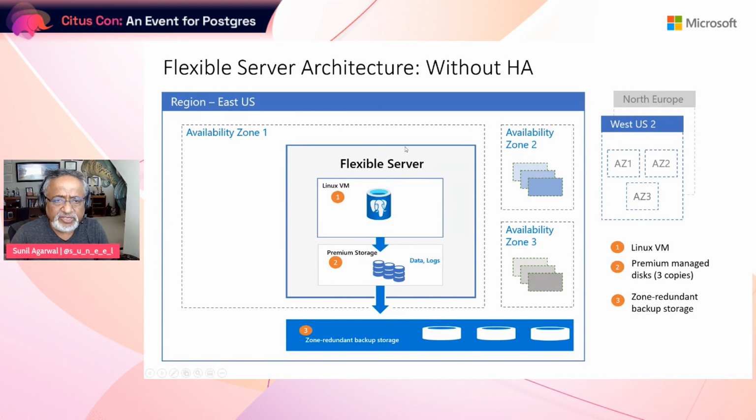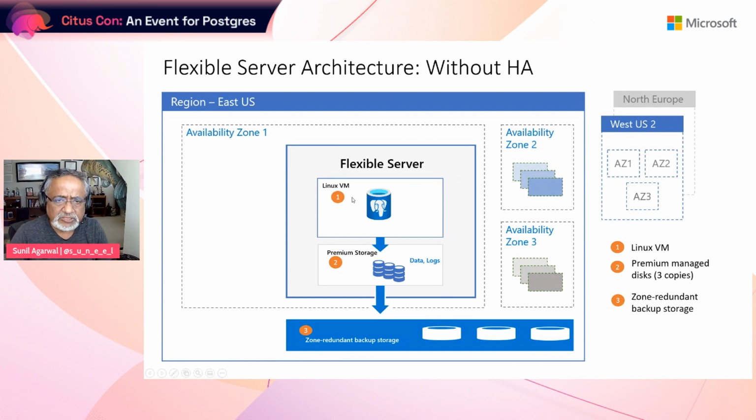So what you see here, at a very high level, is how flexible server looks in Azure. Here we are hosting flexible server on a Linux VM. The first thing is why this is so important: the Postgres engine was architected on Linux. So in some ways, Postgres and Linux are a natural habitat together. So by hosting flexible server on Linux, we have simplified our architecture in a very significant way.